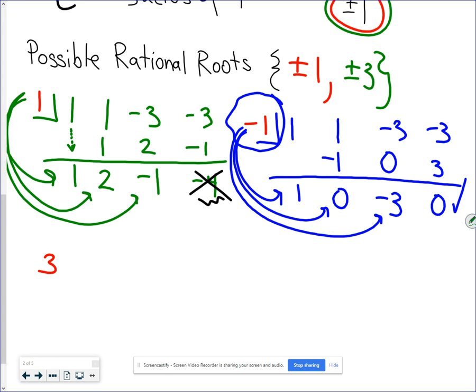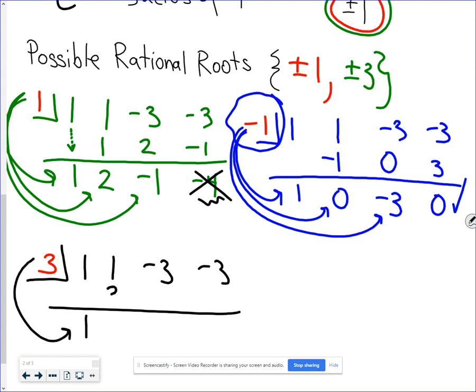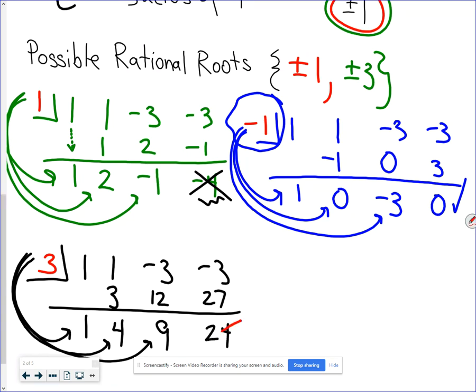Let's do it the same way as the other ones. Let's use synthetic division and see if 3 works. So bring the 1 down under the line. 3 times 1 is 3. 1 plus 3 is 4. 3 times 4 is 12. Negative 3 plus 12 is 9. 3 times 9 is 27. We'll get 24. Since the remainder is not 0, we know 3 is not a rational root.